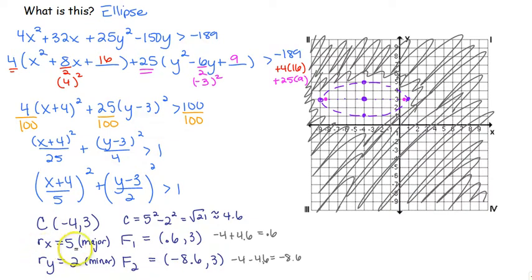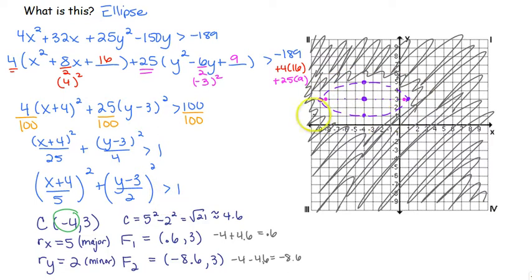For ellipses, the foci are going to fall on the major axis. So since r of x is the major, I'm going to count over 4.6 from that center point, not the vertex, the center. So since we are moving left and right, we take that x coordinate, the negative 4, and we add 4.6, and that's how we get 0.6, 3. The y coordinate of the center is not changing. Then we have to move left, so we've got a negative 4 minus that distance from the center, and we get a negative 8.6.